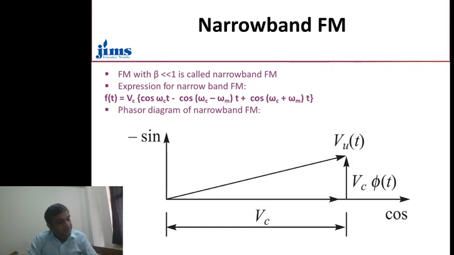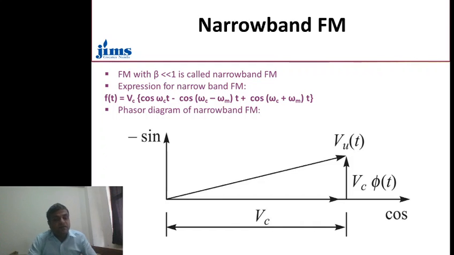Then FM is divided into two parts, narrow band FM and wide band FM. I already explained that the modulation index is represented by beta. In the case of the AM signal, beta is small, but in the case of the FM, if beta is small, it is called narrow band FM.